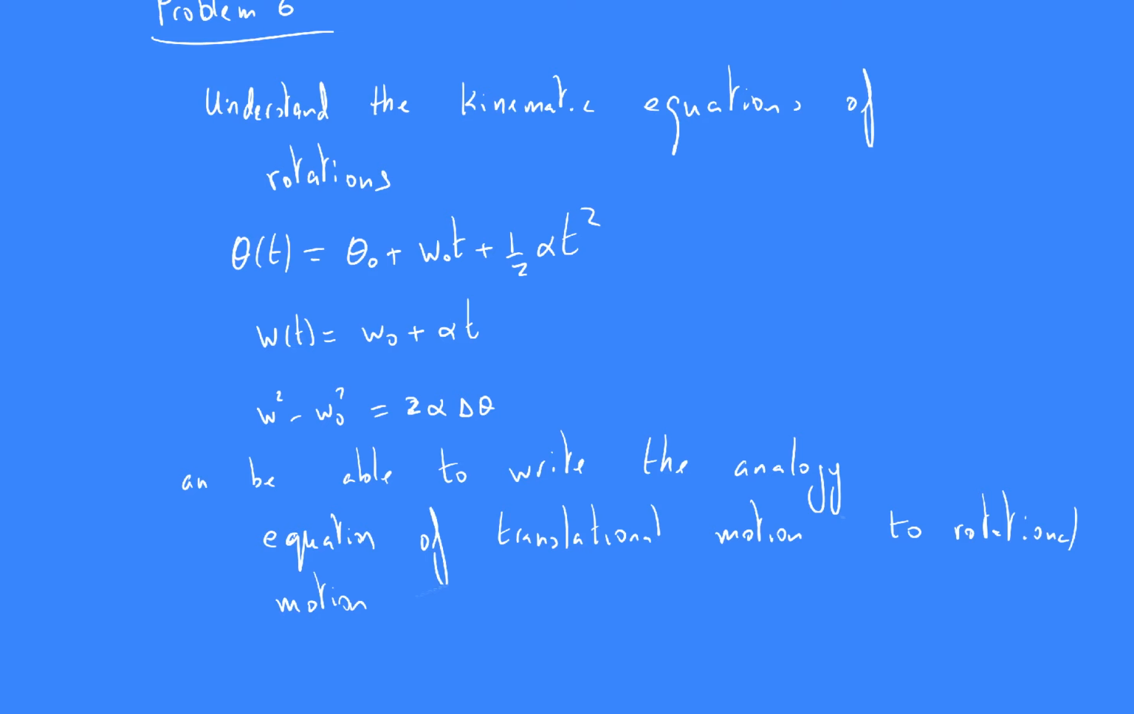The analogy is that x of t for a motion with constant acceleration is x0 plus v0 t plus 1/2 a t squared. So the analogy is that x is theta, v is omega, and a is alpha. So you reproduce in a very easy way all the equations for a constant translational acceleration to constant angular acceleration. You need to know this relation to solve problem 6.